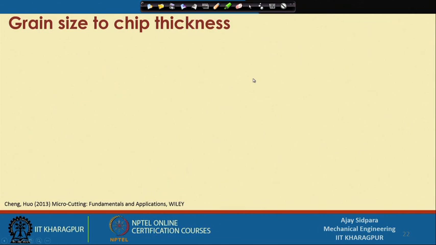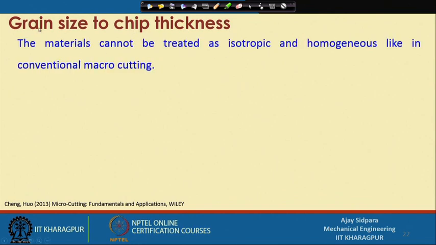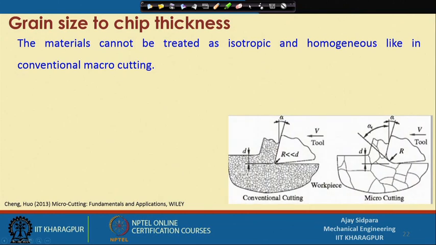Now, let us see the different types of examples with respect to the material and the machining parameters. First one is the grain size to the chip thickness. So, material cannot be treated as isotropic and homogeneous like in the conventional micromachining. Now, this is the example. What this figure tells us, this one is R and this one is D. This one is considered HC, what we are just nomenclating as HC, and this one is the R, that is the cutting edge radius, and this is our conventional machining.